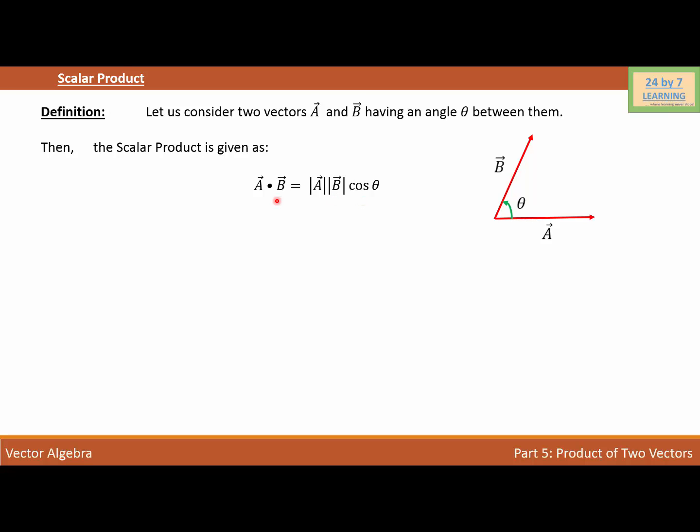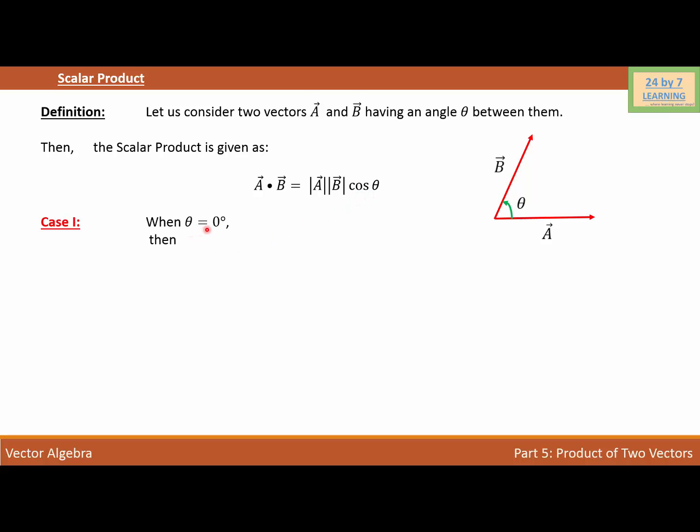Scalar products are also known as the dot product, and when you multiply two vectors using the scalar product or the dot product, you use this kind of dot to represent the multiplication. In other words, if I want to multiply two vectors using the dot product, I will write A dot B is equal to magnitude of vector A times magnitude of vector B times cosine theta, where theta is the angle between vector A and vector B. We have three cases for the scalar product of two vectors based on the angle between the two vectors.